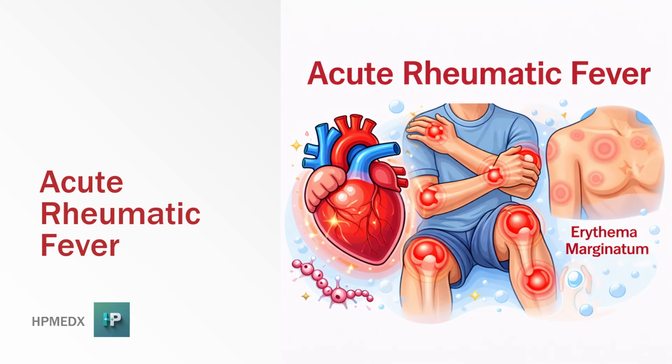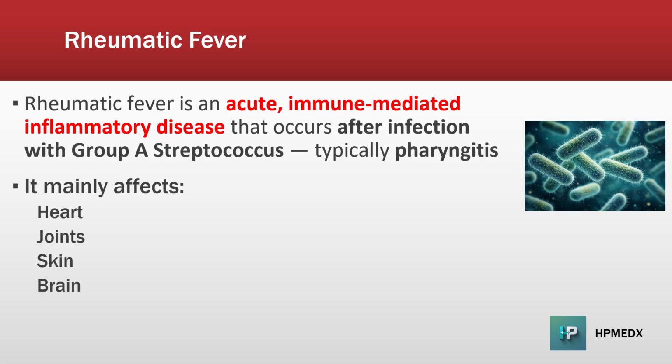Let's see what happens in acute rheumatic fever. It is an acute immune mediated inflammatory disease that occurs after infection by group A streptococcus, typically pharyngitis. And here are the main tissues affected in rheumatic fever.